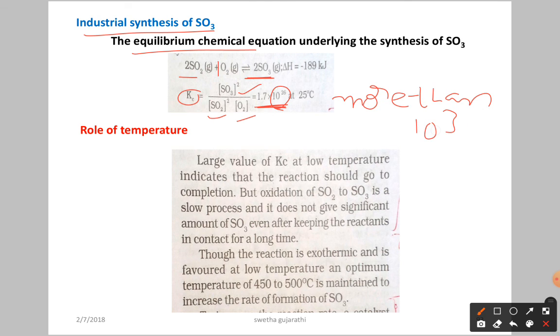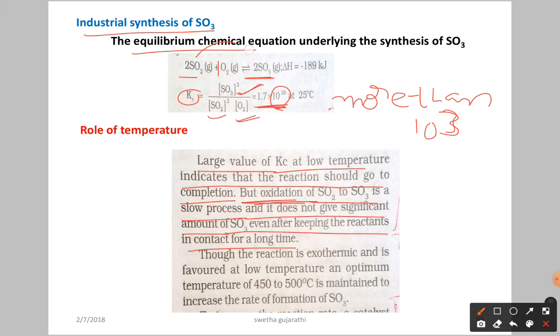Okay. Now if you see the condition here, large value of Kc at low temperature indicates that the reaction should go to completion. Means here more than 10 to the power of 3 means what? Again products are more favorable than the reactant. Okay. But here what we have problem? But oxidation of SO2 to SO3 is a slow process and it does not give significant amount of SO3 even after keeping the reactant in contact for a long time.